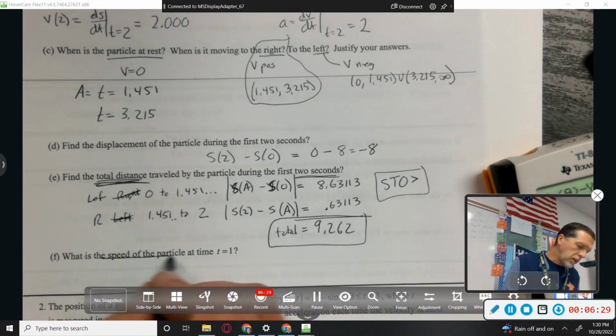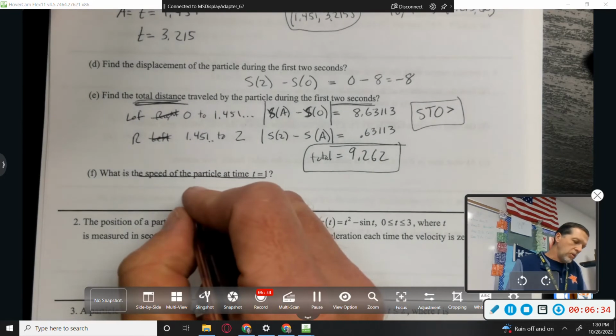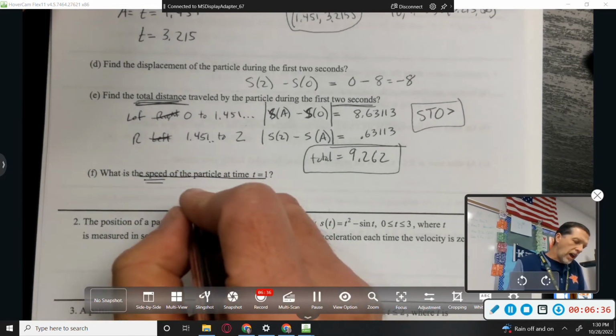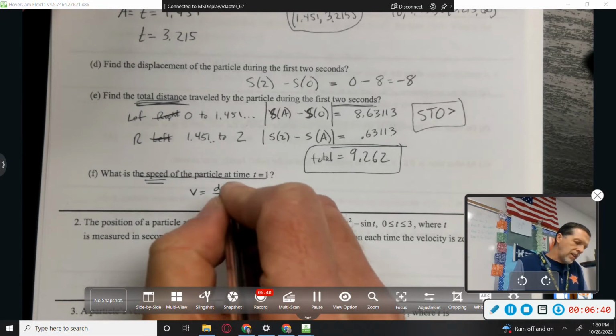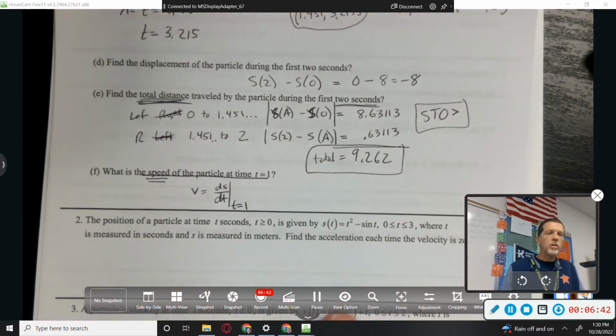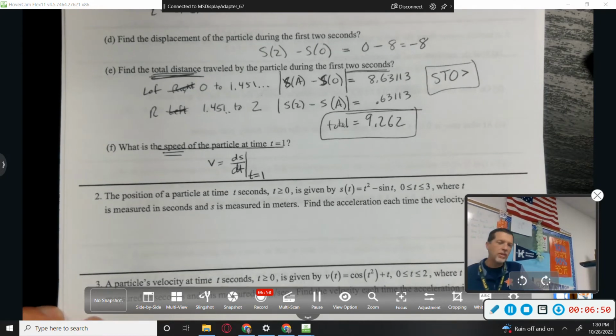All right, speed of the particle at time 1. So speed, I know the velocity. That's ds dt at t equals 1. How is speed related to velocity, though? If I find the velocity, how will that help me find the speed?